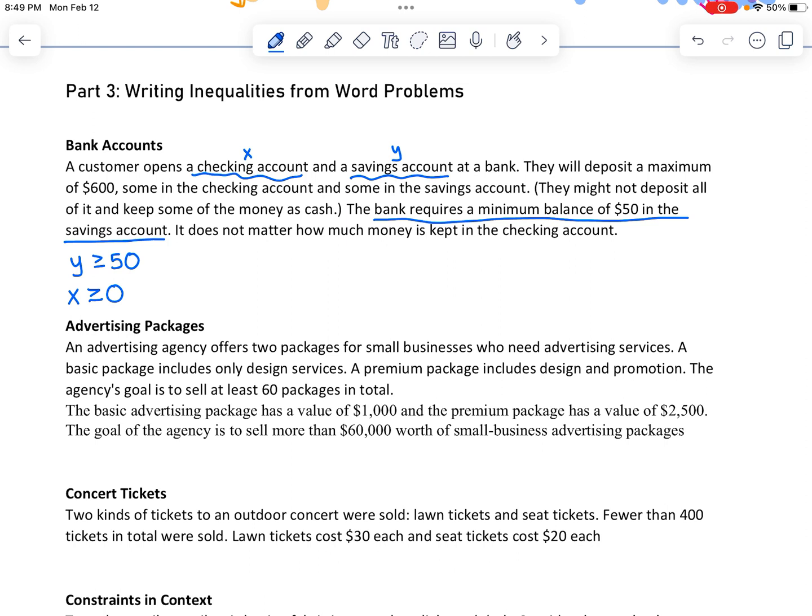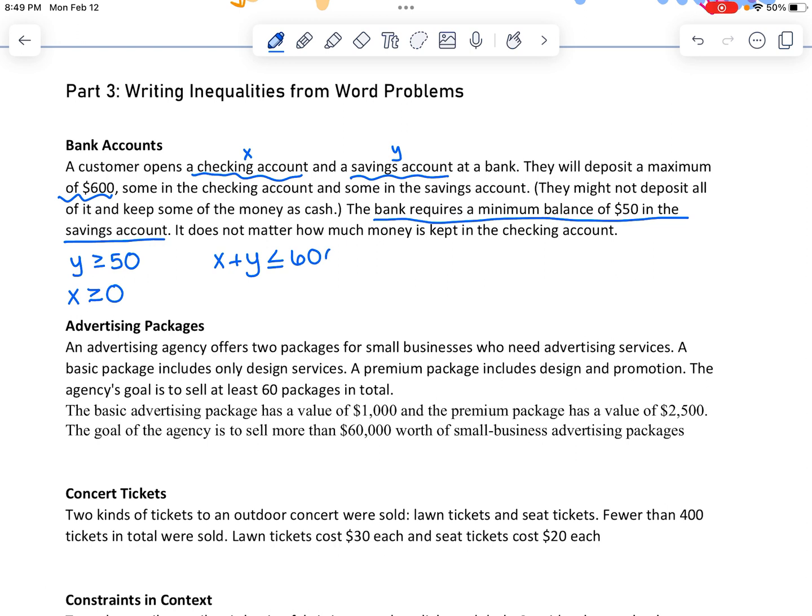All right, we also have another restriction. That is because we only have $600 to deposit in these two accounts, and that is total for both accounts. What in math means total? How do we find a total in math? That would be the sum. So we're looking for the sum of the two accounts. That would be X plus Y, and that has to be less than or equal to 600.